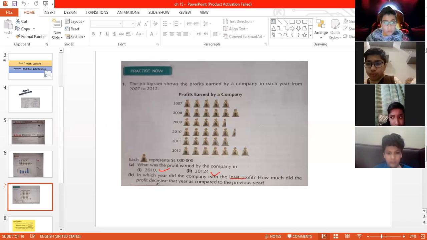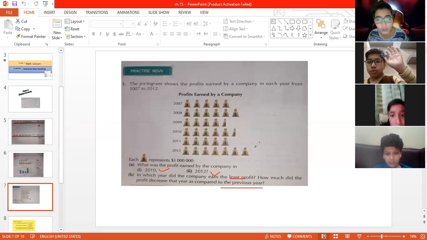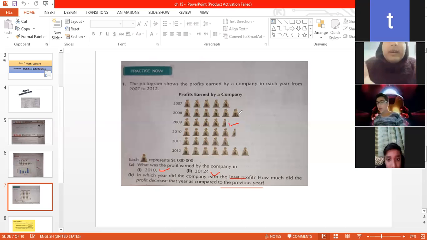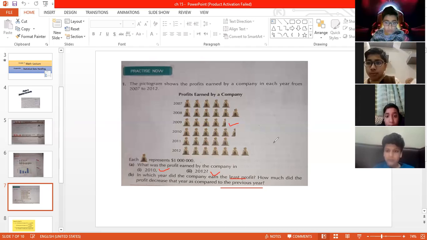Now, in which year did the company earn the least profit? How much did the profit decrease that year as compared to the previous year? Anyone who can tell me in which year? 2009. Yes, the answer is 2009. And what will be its previous year? 2008. How much did the profit decrease that year? Can you please tell me?